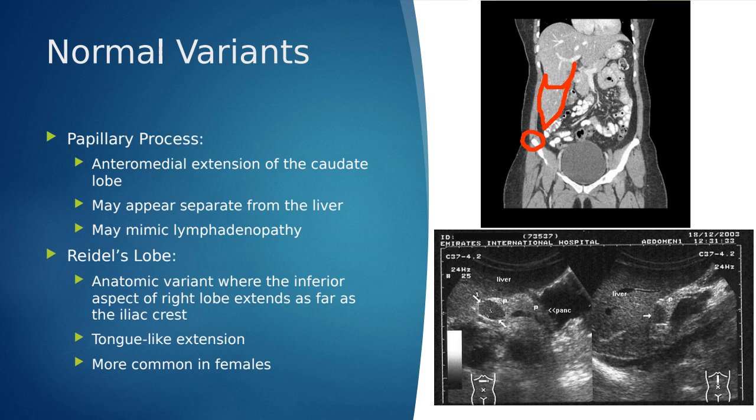So you want to make sure you're identifying the caudate lobe separately from that. And that would be this area here. And then here's our papillary process. So these would probably get a follow-up. A Riedl's lobe, probably not so much.